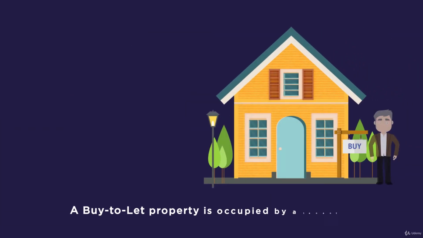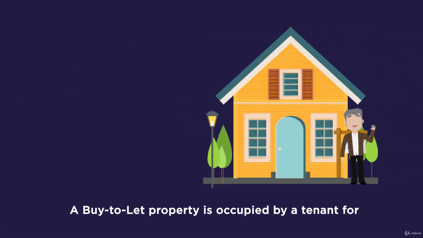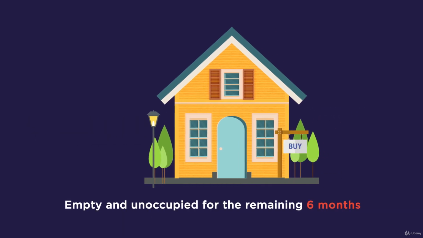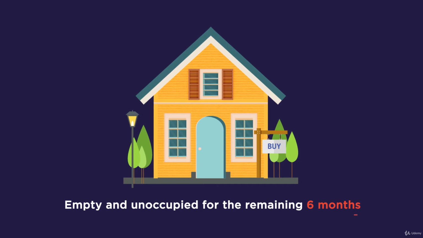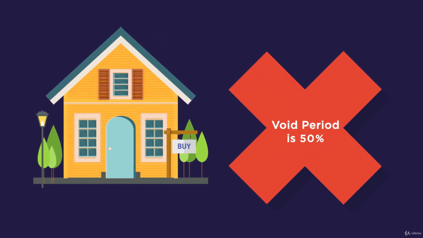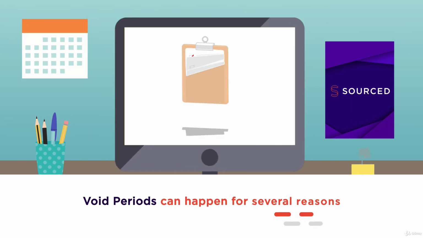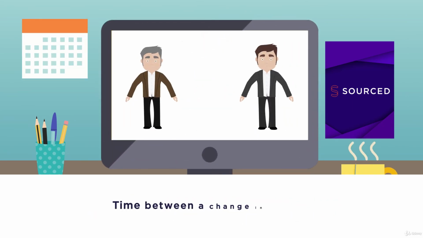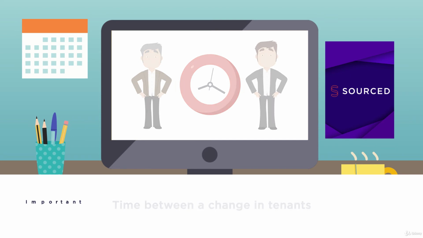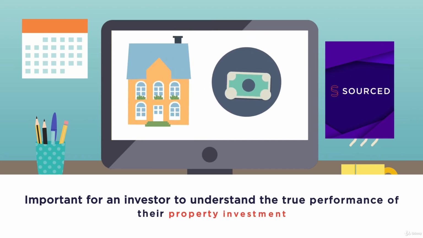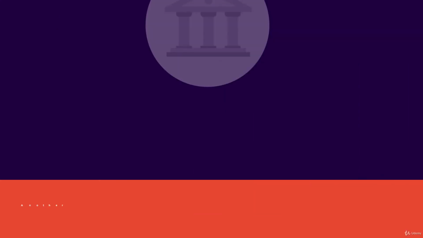For example, a buy-to-let property is occupied by a tenant for 6 months per year. As the property is empty and unoccupied for the remaining 6 months, its void period is 50%. Void periods can happen for several reasons, such as the time between a change in tenants, but are very important for an investor to understand the true performance of their property investment.